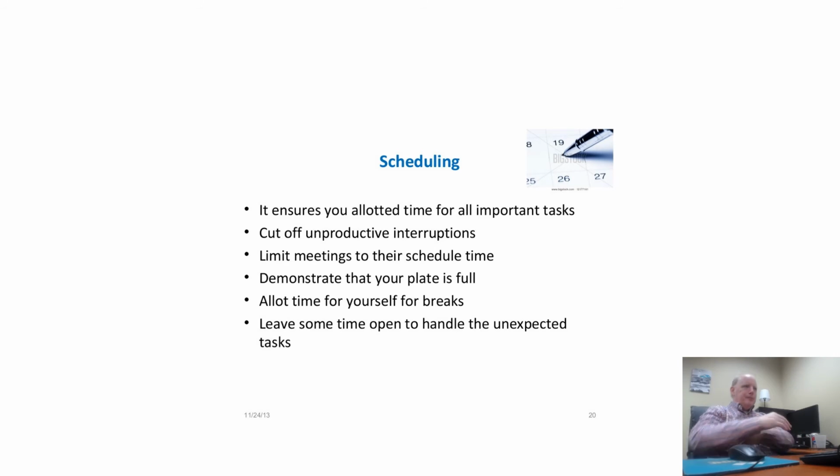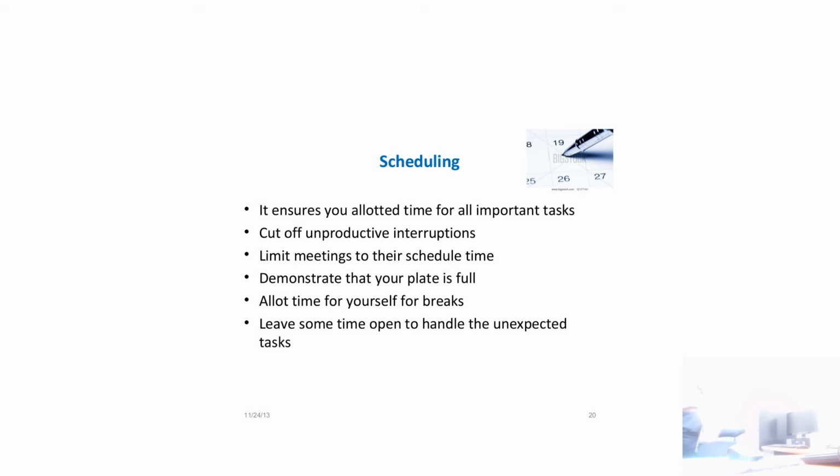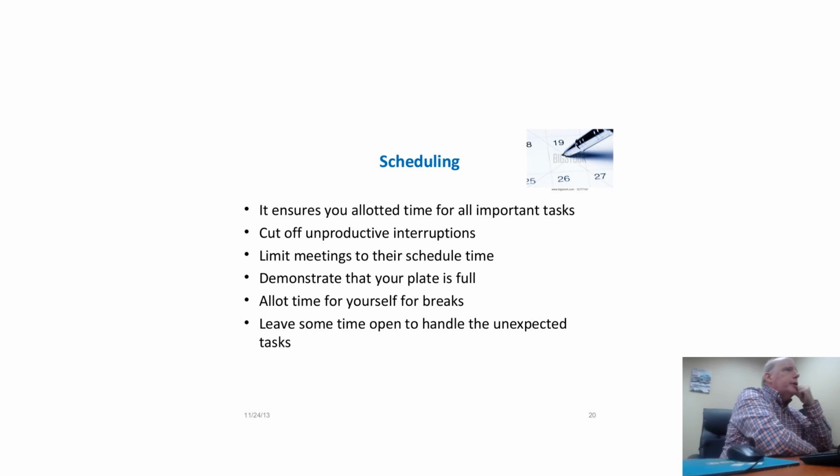Well, scheduling. So scheduling can help with all kinds of time management, including procrastination. It ensures you allotted time for all important tasks. You can cut off unproductive interruptions. You can limit meetings to their scheduled time. You can demonstrate that your plate is full. Allow time for breaks. Leave some time open to handle unexpected tasks. Those are just some principles, if you want to call them that, for scheduling.